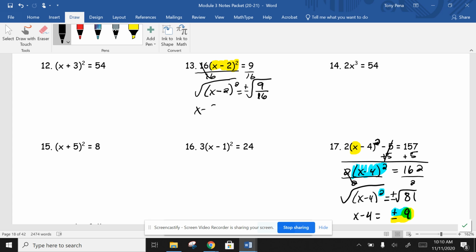So on the left, we get an x minus a 2. And then on the right, remember how we did a fraction. All this really means is I do the square root of the numerator over the square root of my denominator. I know both of those. The square root of 9 would have been a 3, and the square root of 16 is a 4. But again, we should have a positive 3/4 and a negative 3/4.